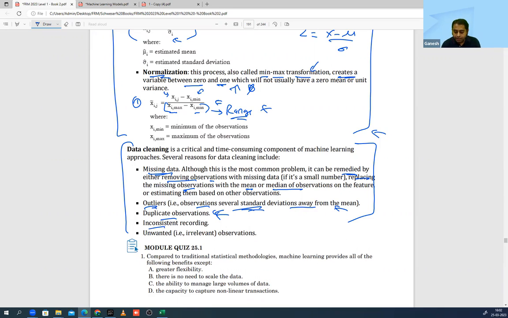Inconsistent recording. Inconsistent recording means the numbers are not correct, or the data is not correct. Where the phone number was supposed to be there, the information has only 5 digits. That is incorrect, right? Or for example, the PIN code was supposed to be there, but the mobile number is there. Inconsistency in the data.